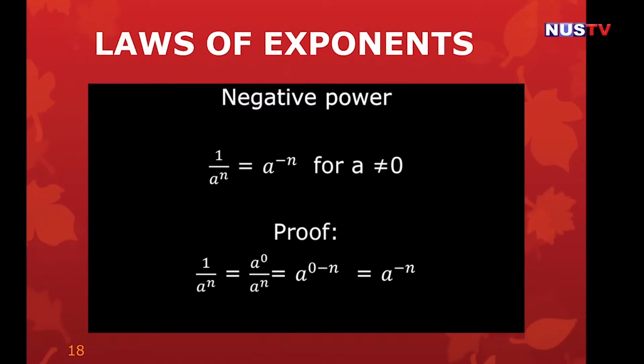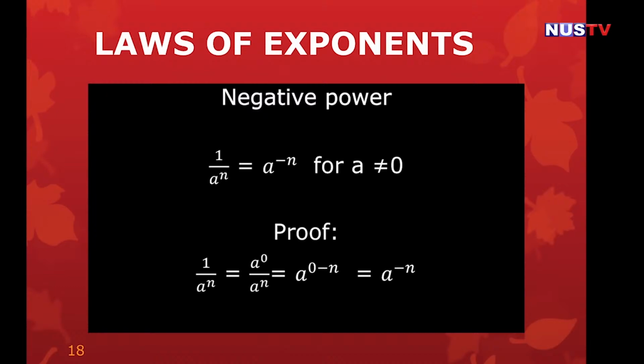So the negative power, they say if you have 1 over a to the power of n, it's the same as a to the power of negative n, provided that a is not equal to 0. A cannot be equal to 0. Why? Because division by 0 is undefined. You cannot divide anything by 0. Okay?